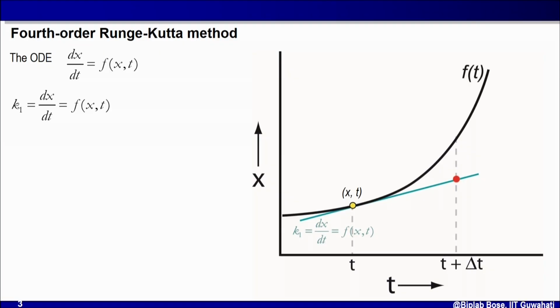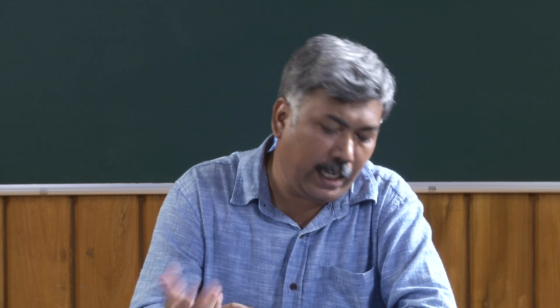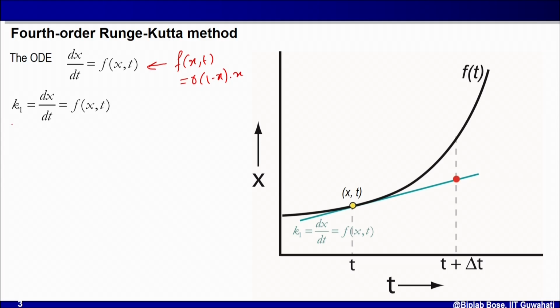So, let us start. I have an ODE, dx dt, which is equal to f of x and t. In my earlier example, when I was discussing the spread of infectious disease, f of x and t was equal to r times 1 minus x times x. I am writing in a generalized form here because we will try to understand the method in a generalized fashion. So dx dt is a function of x and time t. Now k1, as in Euler's method, the first slope k1, is equal to dx dt, which is equal to this function f of x and t.